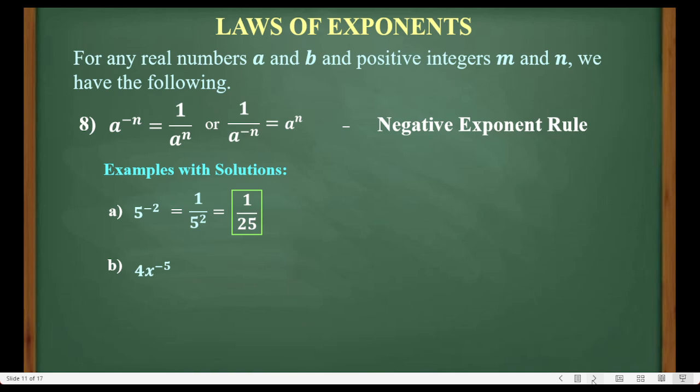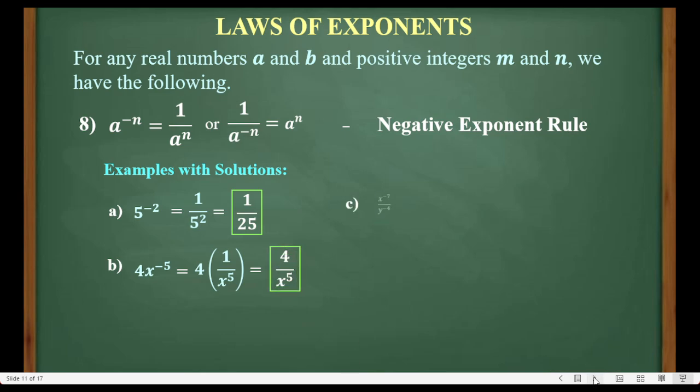4x to the negative fifth. So, ang may exponent lang na negative 5 ay yung x. Dito, walang kinalaman ang 4. So, 4 times quantity 1 over x to the positive fifth power. And here, we have 4 multiplied by 1. So, our final answer is 4 over x to the fifth power.